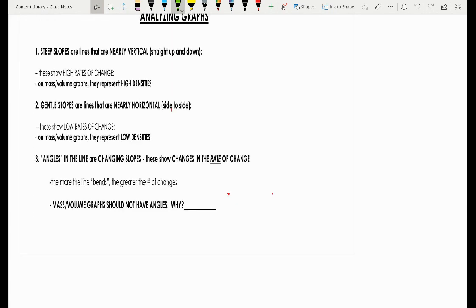Okay. So here, yep, the steeper the slope, the higher the density; the smaller the slope, the lower the density. We don't have angles or changes in good density plots because density does not change.